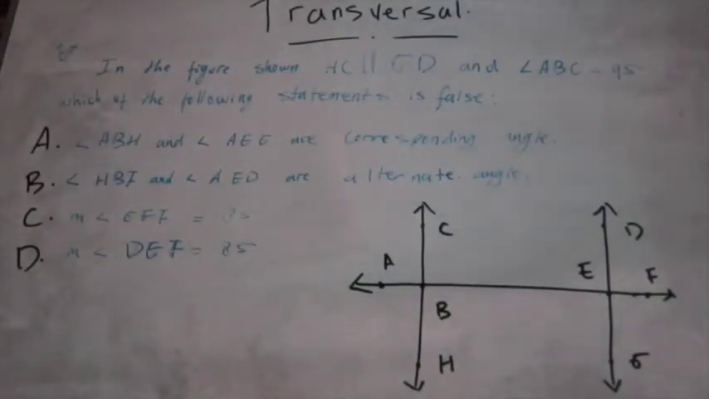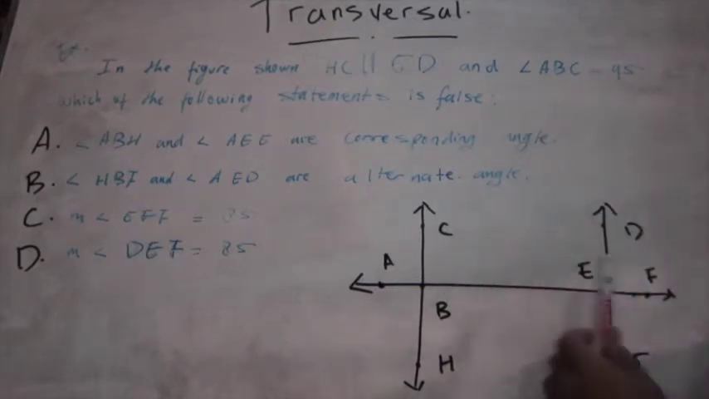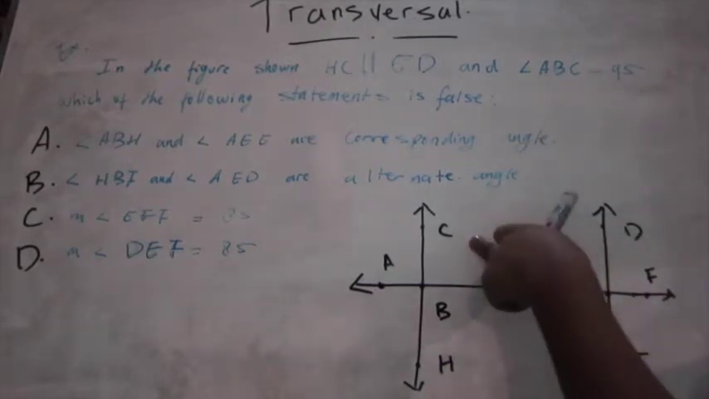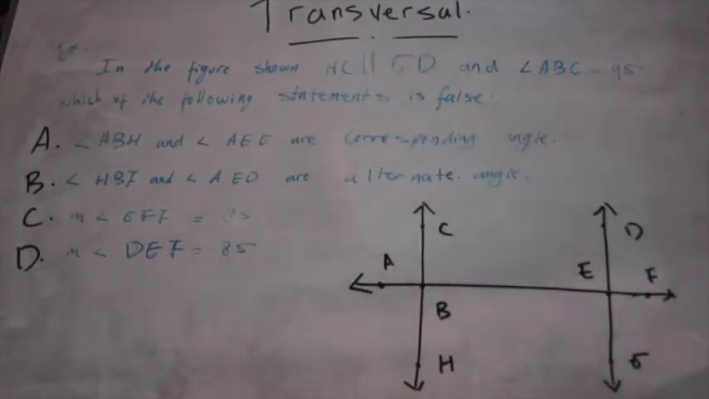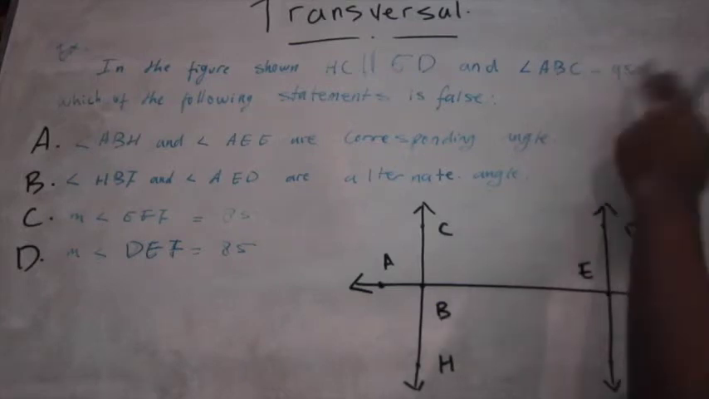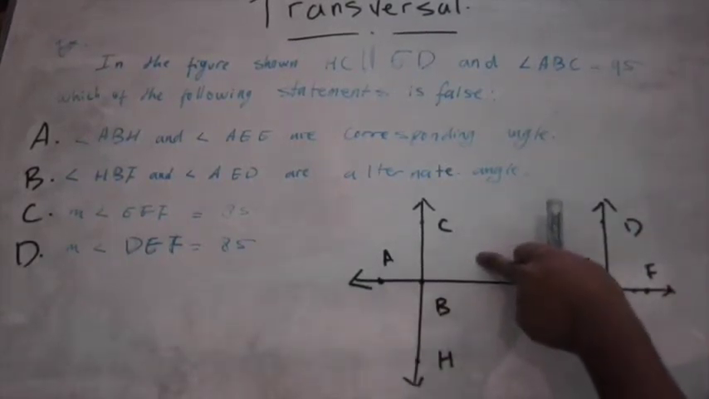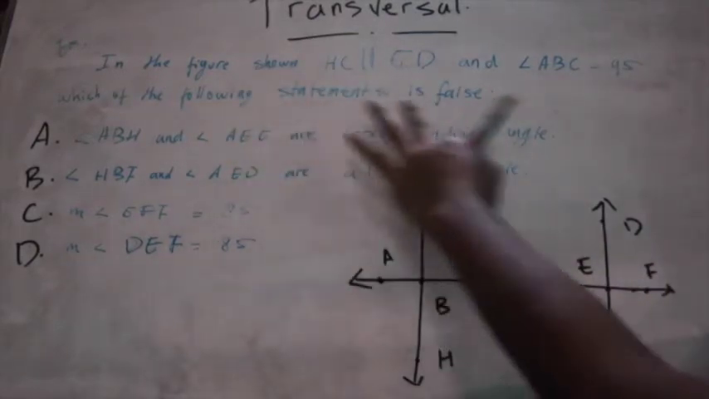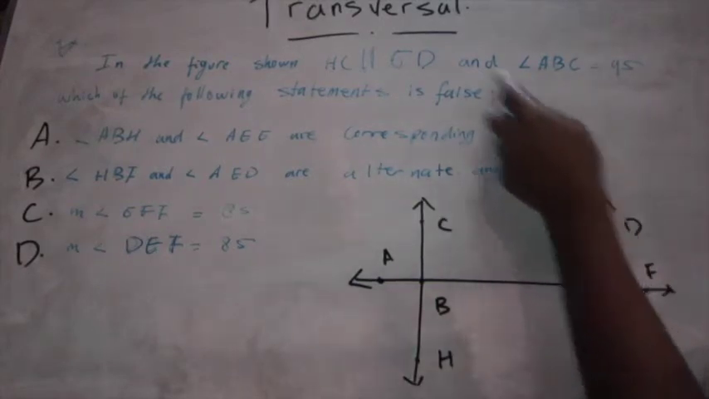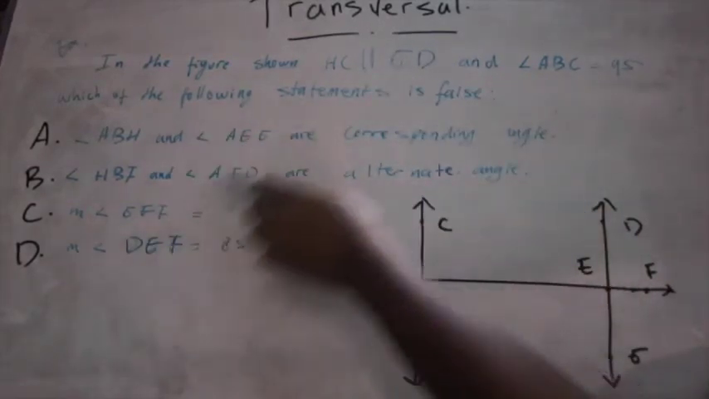On this second example, I'm just going to read it. In the figure shown right here, HC is parallel to GD, and angle ABC is equal to 95. Which of the following statements is false? So we're going to find which statement is false.